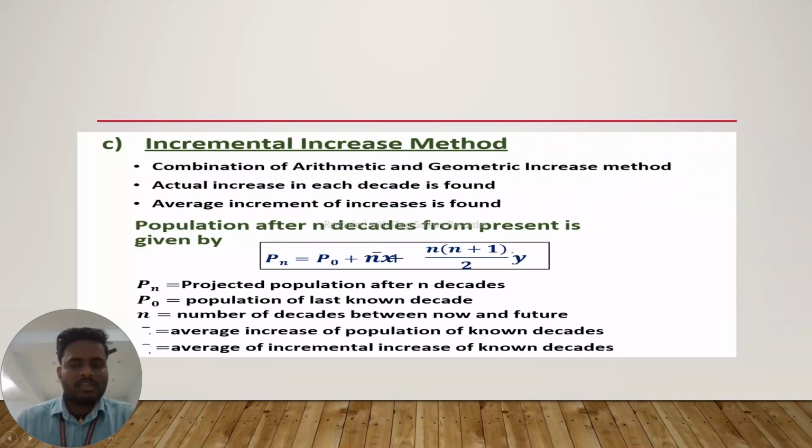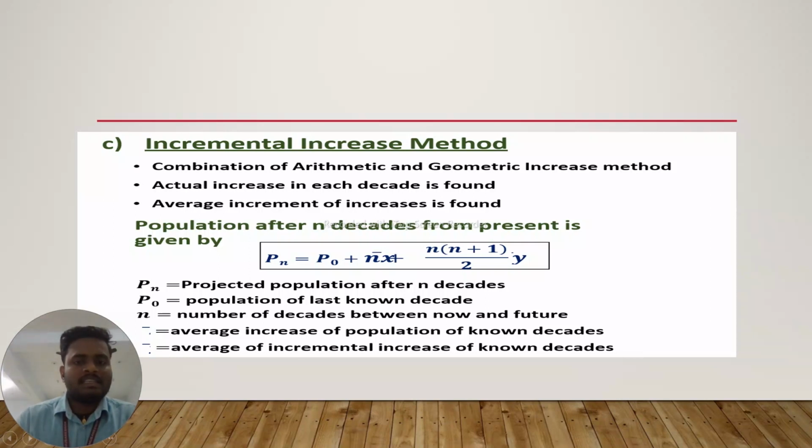Then the last method is the incremental increase method. What do we mean by the incremental increase method? It is the combination of the arithmetic increase method and the geometric increase method. In the geometric method we have to calculate the percentage, but in the incremental increase method we find the combination of the arithmetic and geometric increase methods.